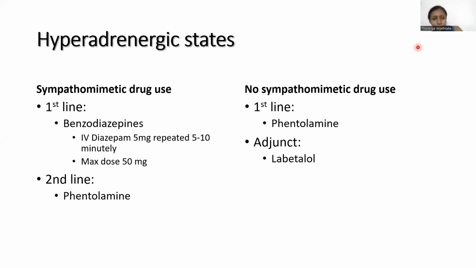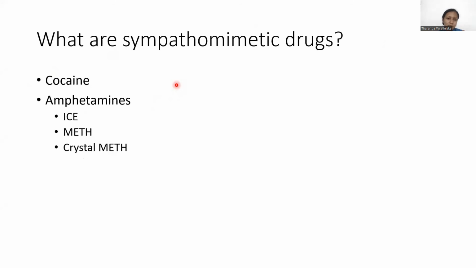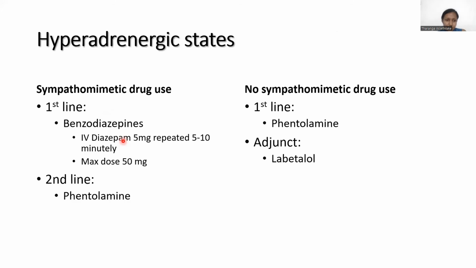Right. So now hyperadrenergic states. The prevalence of pathological hyperadrenergic states is not very common in the country. But sympathomimetic drug use is getting more and more prevalent, mostly among our youngsters. These sympathomimetic drugs are things like cocaine and amphetamines like ice, meth, crystal, and these kinds of things. Now, presentations can be a wide myriad of things, right?